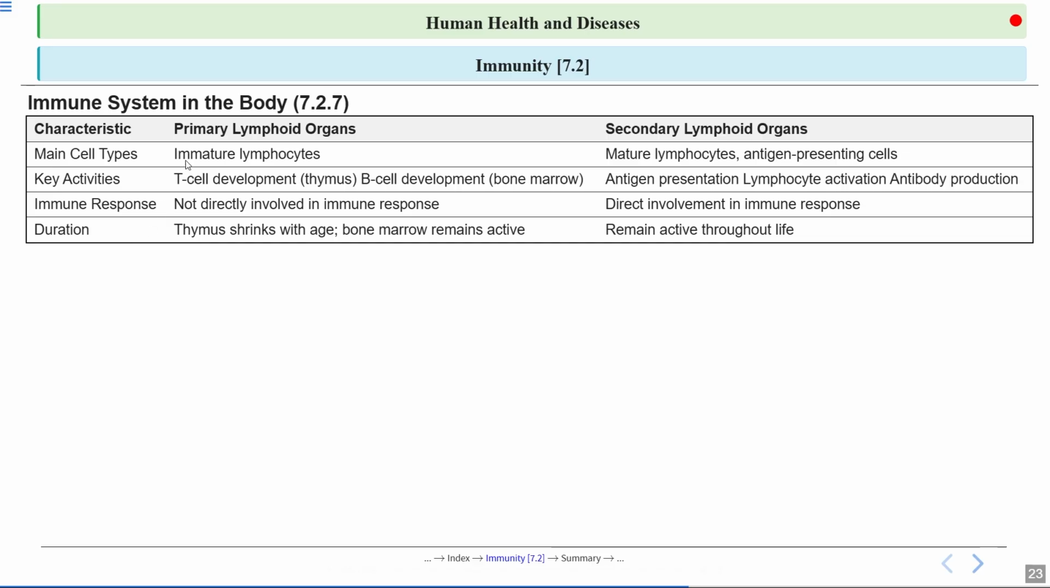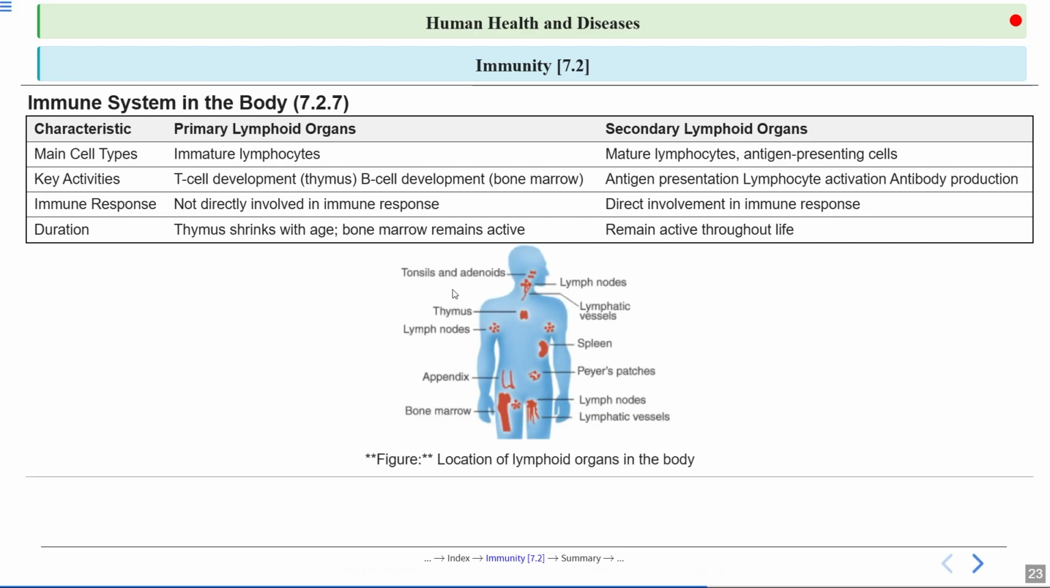Now, you can see the thymus shrinks with age. So your immunity, you can say, decreases with age, because the thymus size is shrinking. But the bone marrow remains active. In the thymus, what happens? T cell development. So if the thymus shrinks, the T cell development will be affected. Now the secondary lymphoid organs remain active throughout life.